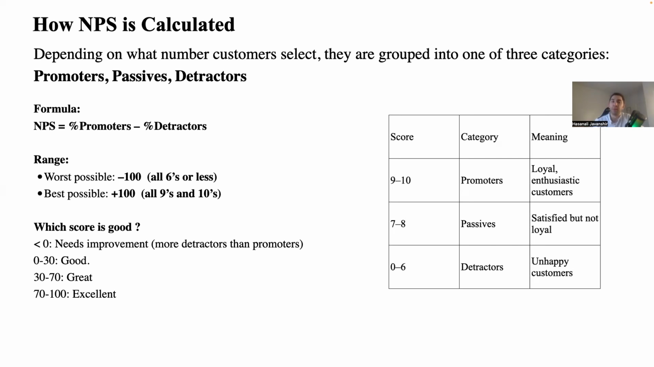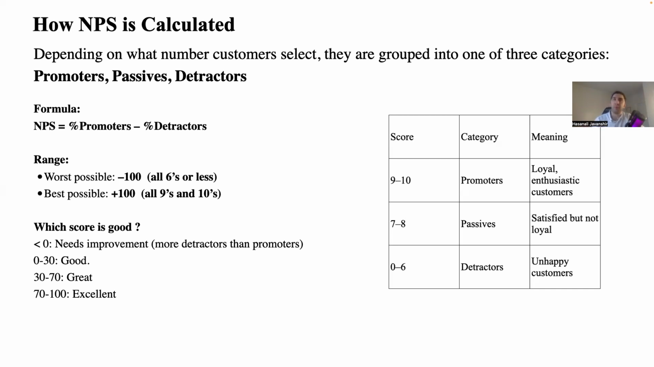The range for NPS starts from -100 up until +100. It happens when the worst possible and the best possible cases happen. The worst possible case happens when everyone selected from 0 to 6. And the best possible case happens when everyone selected 9 or 10.